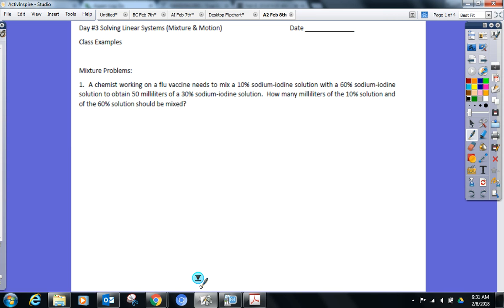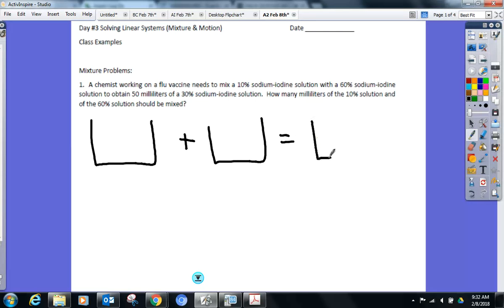Okay, ready to get started on the first one. Again, my goal: set up two equations. All right, so I have a 10% solution I want to mix with a 60% solution to make a 30% solution of 50 milliliters. I'm going to make this easy on you. Here we go. Let's make beakers. This plus this has to give me that solution.